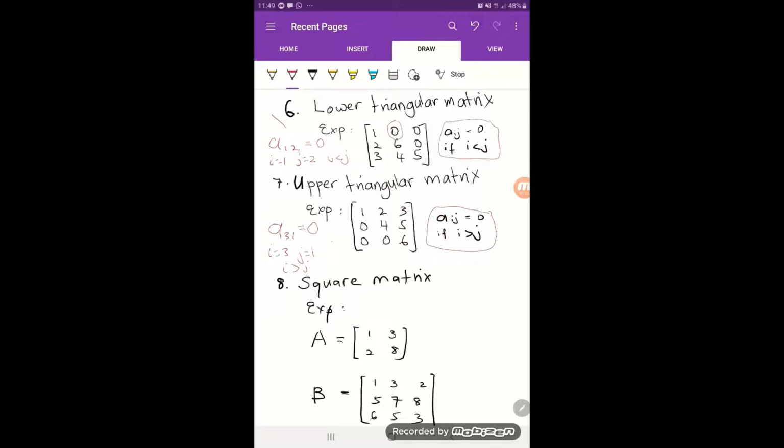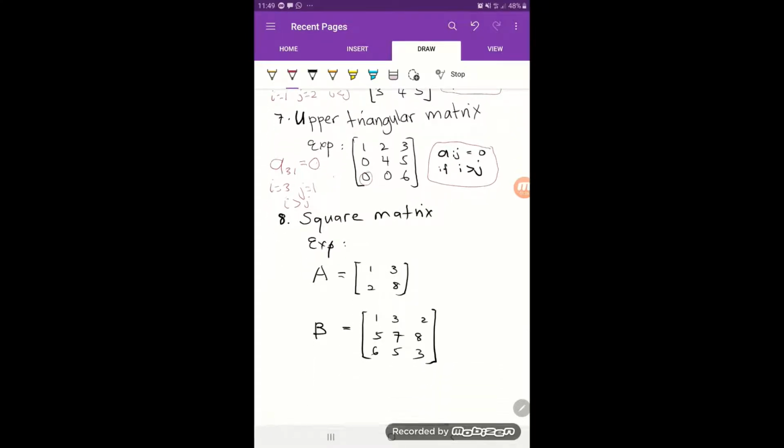And the last type is the square matrix. A square matrix is a matrix which has the same number of rows as columns. Example, matrix A. The order of matrix A is 2 times 2, where the number of rows is 2, the number of columns is also 2. So, the number of rows is equal to the number of columns.